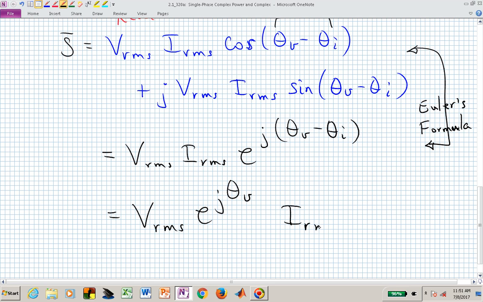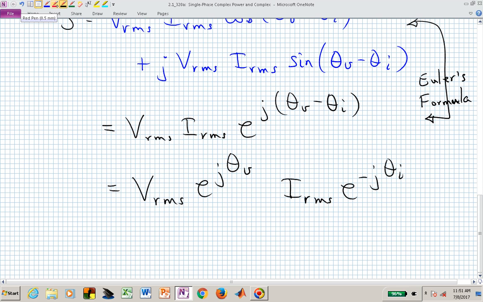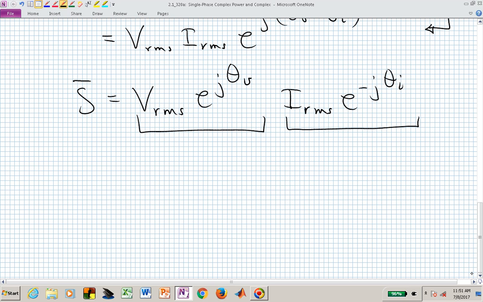And we have I RMS e to the minus j theta sub I. Now you can actually see, I hope, that we have written this expression for complex power. Again, this is the same complex power. It's now written in terms of a voltage phasor, a magnitude and an angle, and a current phasor, a magnitude and an angle.